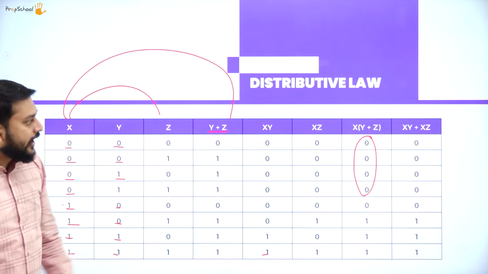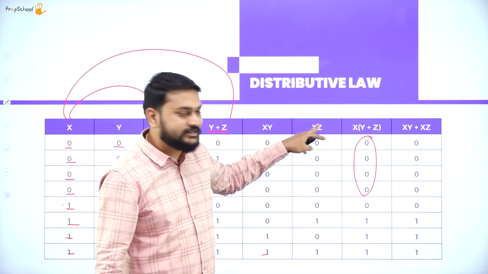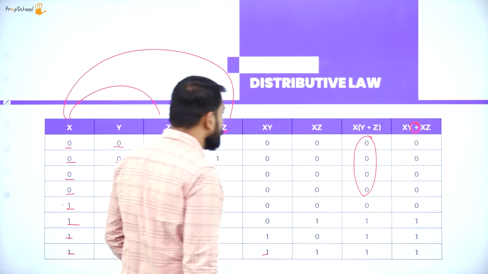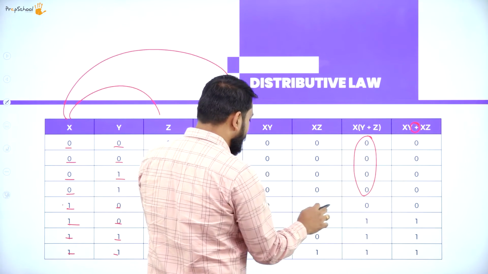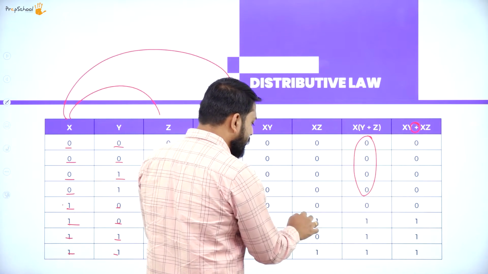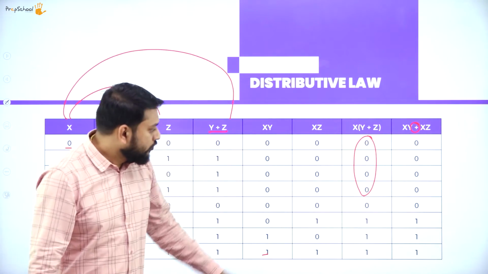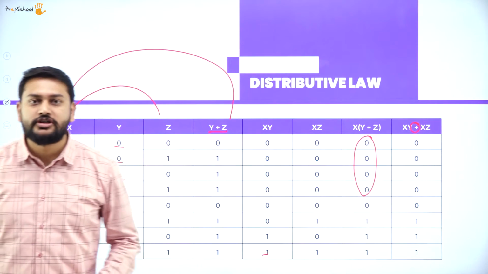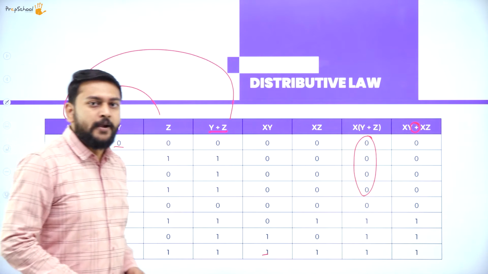What is the last one I have? x into y plus x into z. I have the plus operation here. Please observe this. The first 3 zeros I will leave as 0. The next 2 zeros I will leave as 0. The next ones: 0 plus 1 is 1, 1 plus 0 is 1, 1 plus 1 is 1. So both the columns are matching with the values. Yes, of course it is matching. So it is proved. This is what you need to understand.